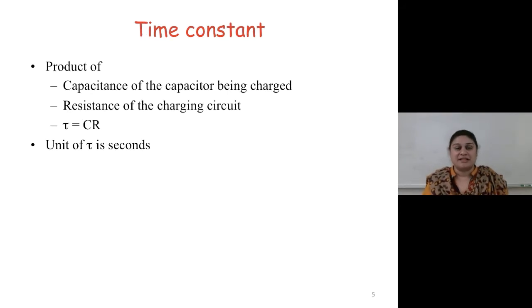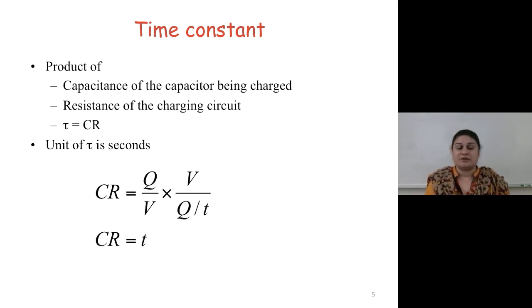So the time constant is the product of the capacitance of the capacitor being charged and the resistor inside the charging circuit. Tau is also the way we write it. Tau equals RC. The unit of tau is seconds. And we can show that by solving for this. C is given as Q over V, and R is given as V over I, and I is equal to Q over t. So if you solve them, you are left with t, which is the unit of time.